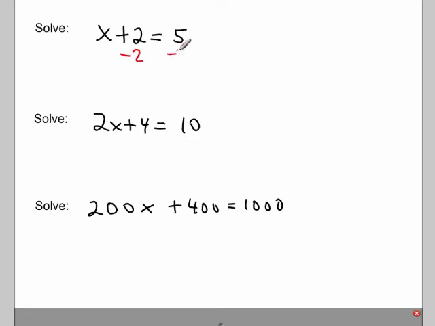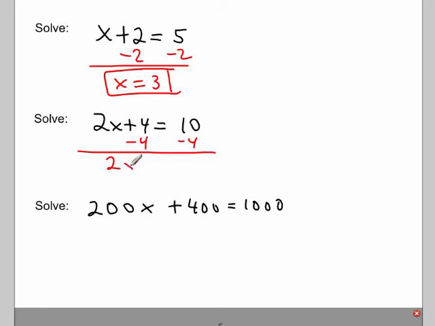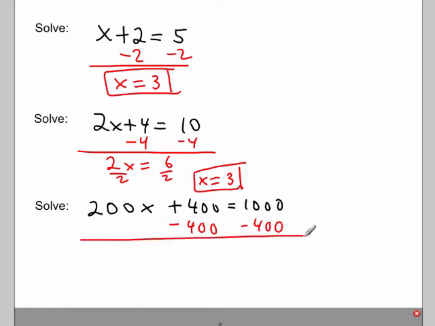So subtract 2 on both sides with this one, x equals 3. The next one, I have to subtract 4, so I get 2x equals 6. Divide both sides by 2, and so I get x equals 3. Okay? And in the last equation, I minus 400 on both sides, which is going to give me 600 equals 200x. Divide both sides by 200, and so x equals 3.